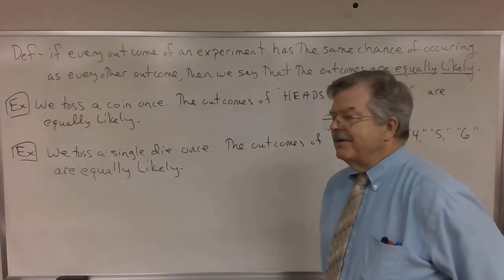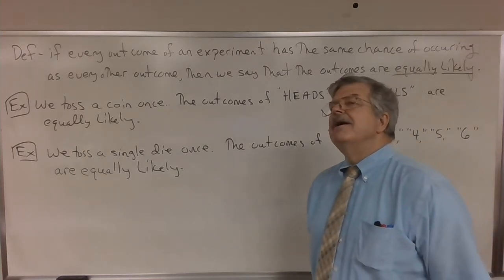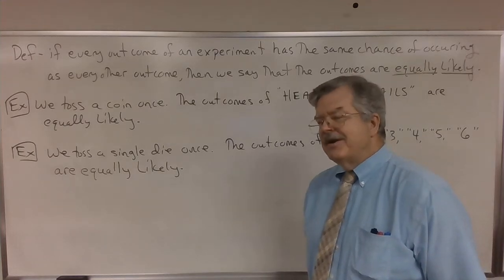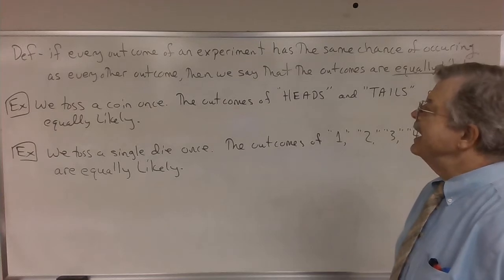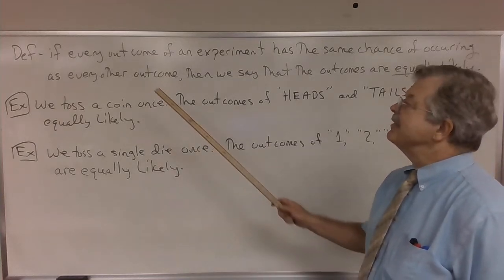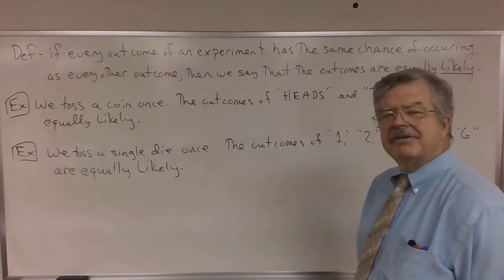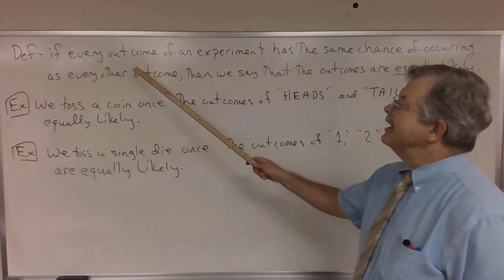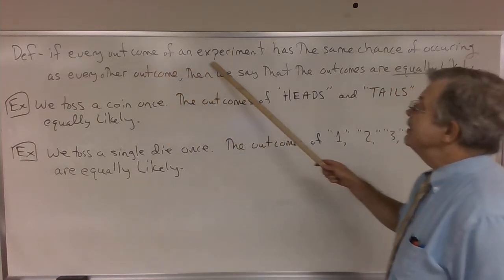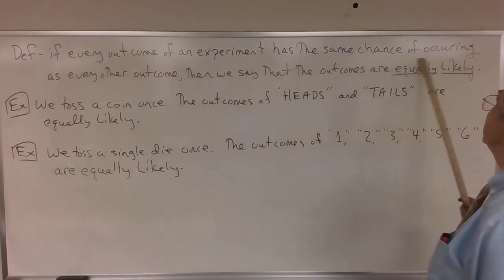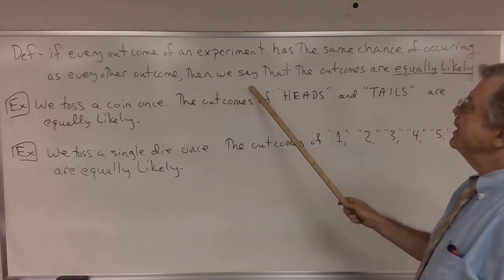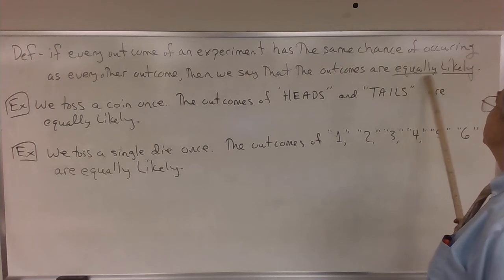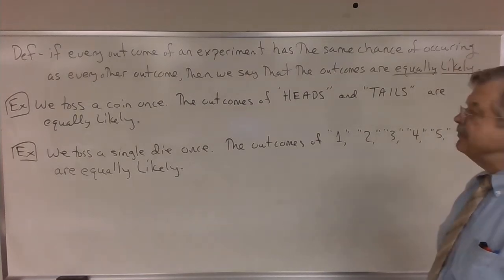We're talking about theoretical probability now. I haven't mentioned that word yet, but I'm about to. We need some definitions and concepts first. If every outcome of an experiment has the same chance of occurring as every other outcome, then we say that the outcomes are equally likely.